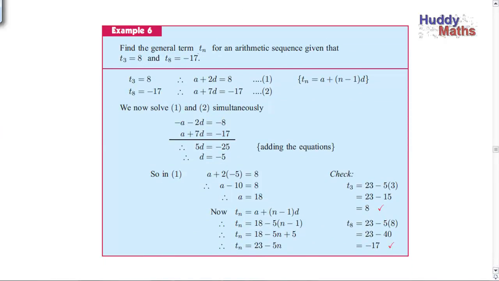Okay, find the general term for an arithmetic sequence given that the third term is 8 and the 8th term is neg 17. Okay, now this is a bit of a tricky one. So let's go with the third term. The third term is a plus n minus 1 by d, and it comes to 8. Just remember, we don't know a and d. We're trying to find the general term, so we don't know the first term or the difference. So let's do T8. T8 would be the first term plus n minus 1, which is 7 lots of d. That comes to neg 17.